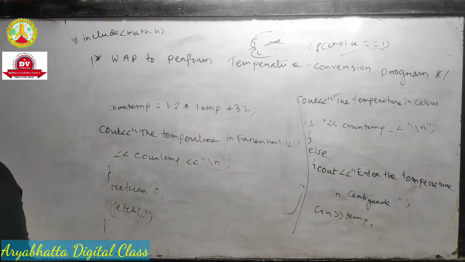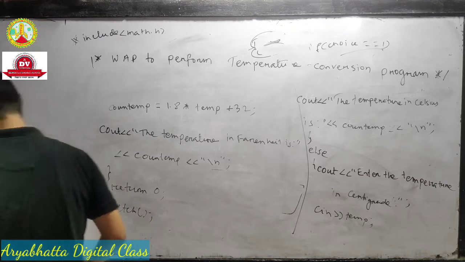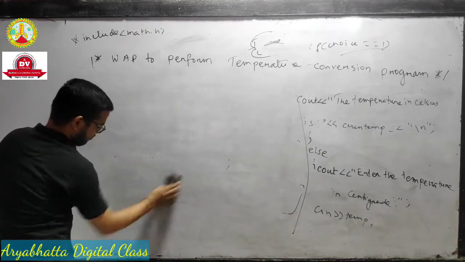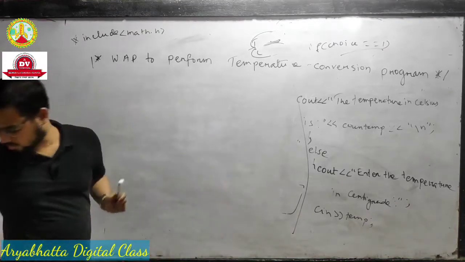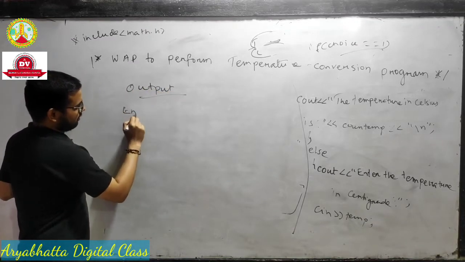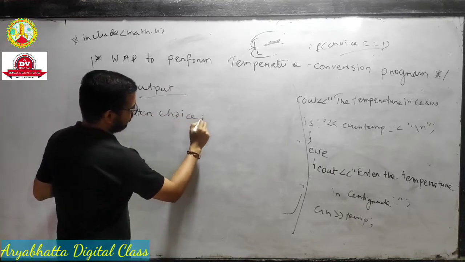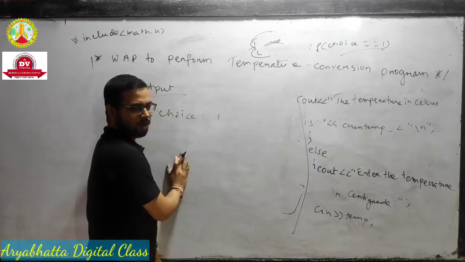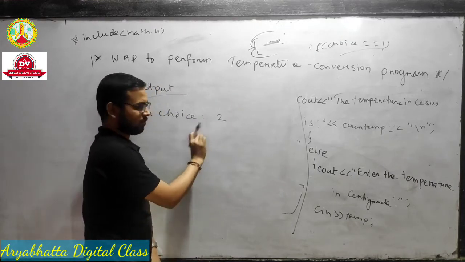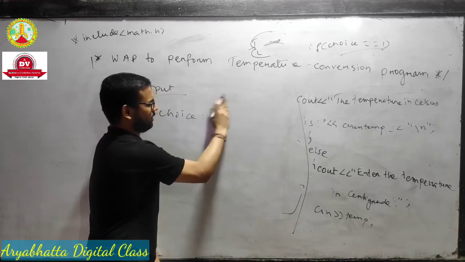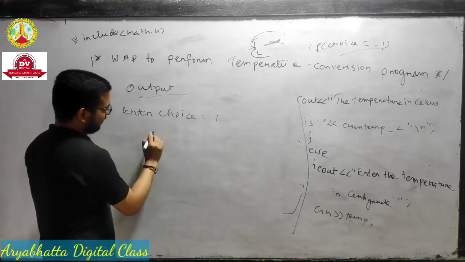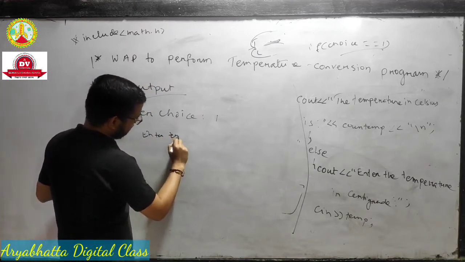Now how will the output come? I will write the output model. You just see how the output will look. The output will come like that: enter choice. If you simply write 1, or simply write 2, then 1 means first one is Fahrenheit to Celsius and the second is Celsius to Fahrenheit. Okay, suppose we take 1, which means Fahrenheit to Celsius, then we take the value; here we write enter temperature.